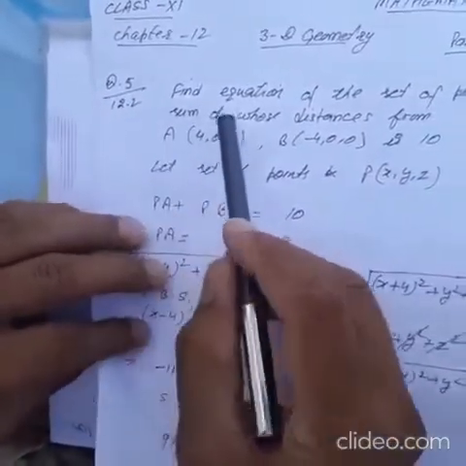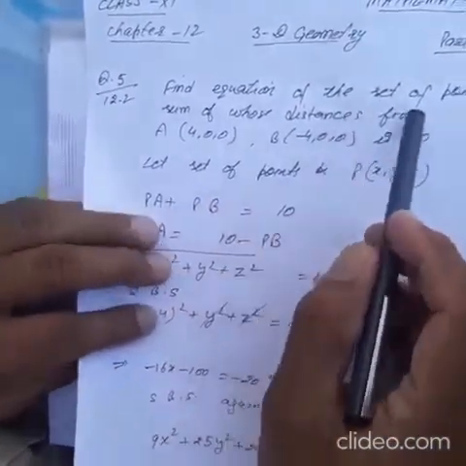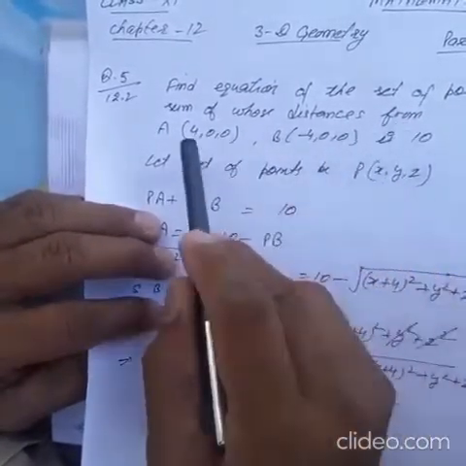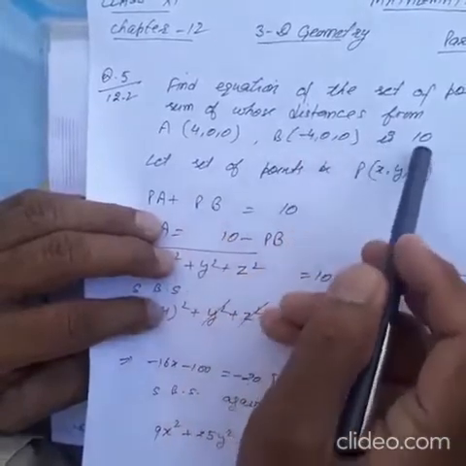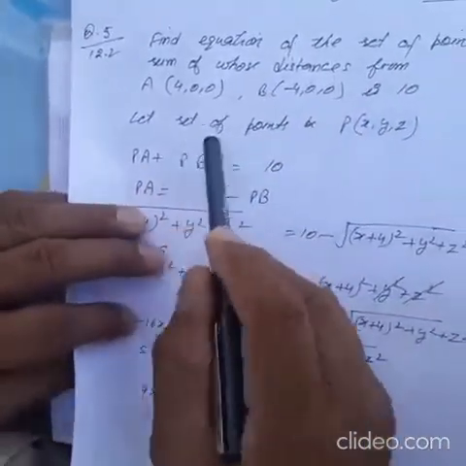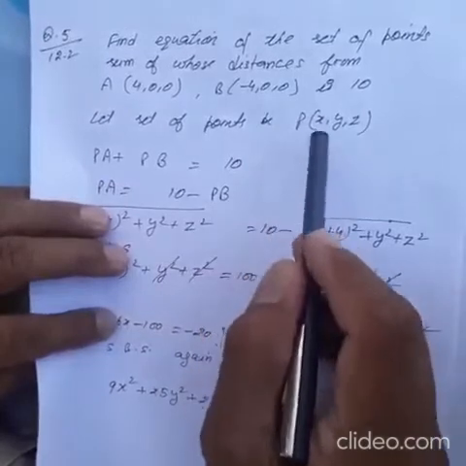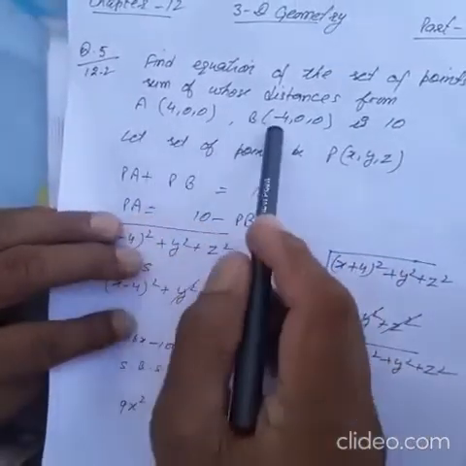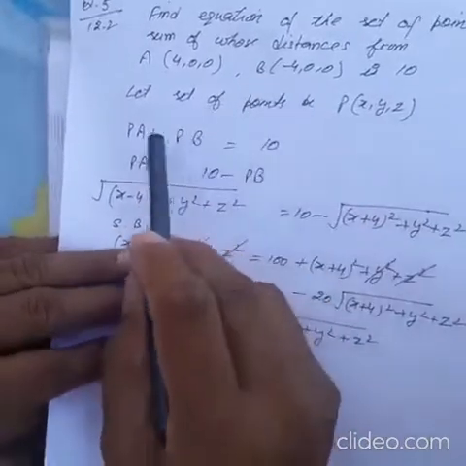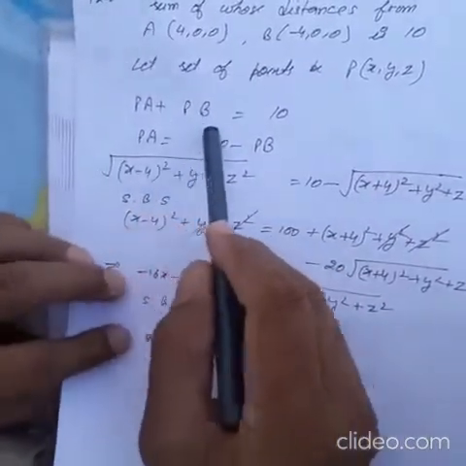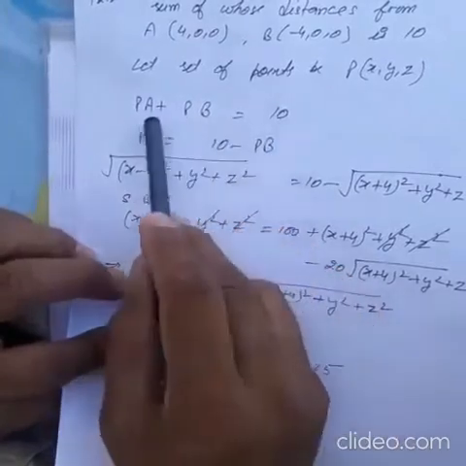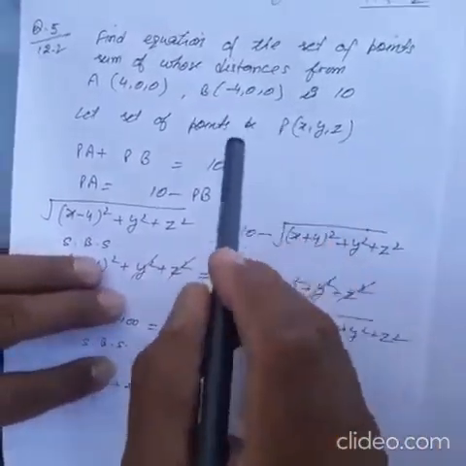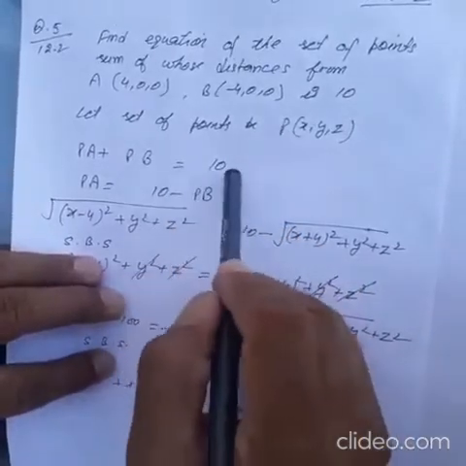So question number 5: find the equation of the set of points, the sum of whose distances from the given 2 points is 10. So let the set of points be P(x, y, z), where x, y, z are coordinates, and the given points are A and B. So we are given PA plus PB is equal to 10. This condition is given. We want to find the relation in x, y, z when PA plus PB is equal to 10.